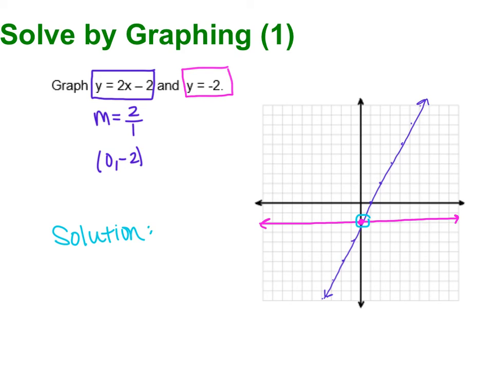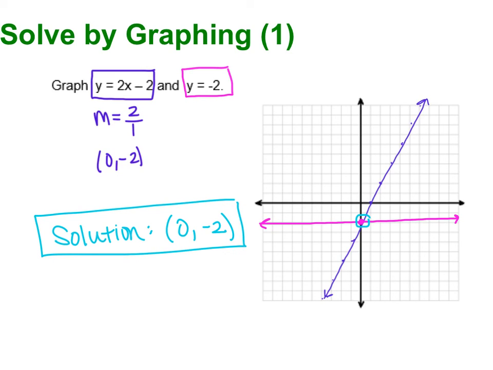So it's going to be that ordered pair. The x is a 0, the y is a negative 2. So what that means, if you were to take this ordered pair, it would be a solution in this equation, so it would work out in there, and it would be a solution in that equation.